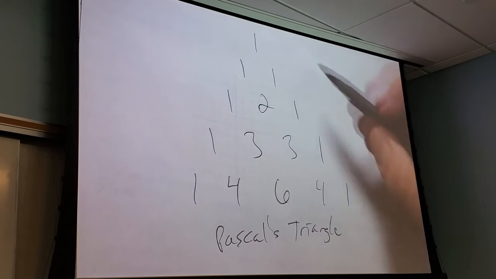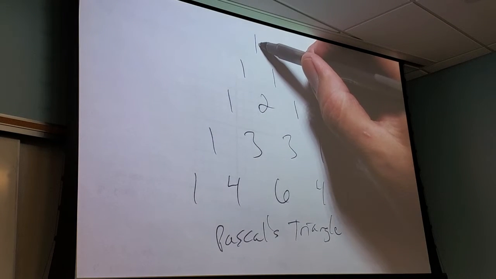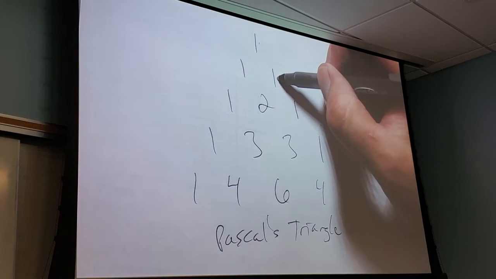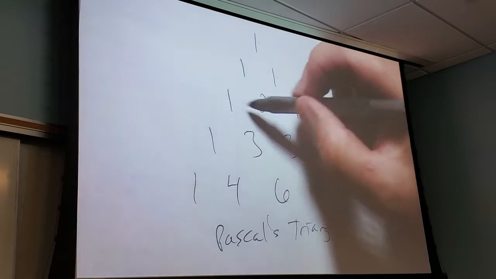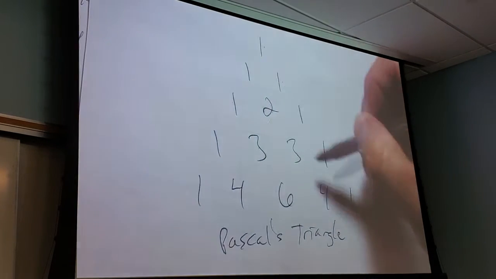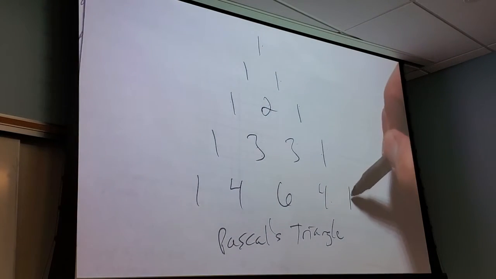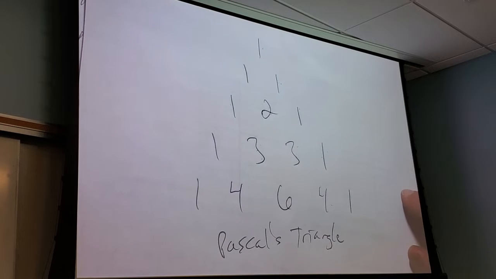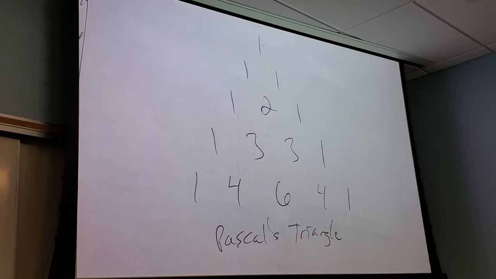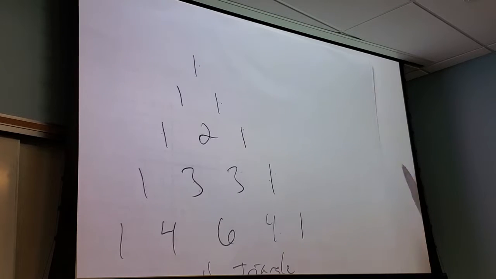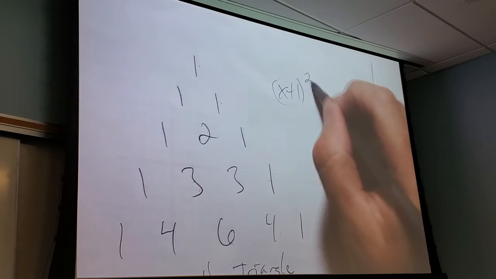Okay, so the way this is created, you start with a 1. You keep putting 1s on the outside. 1 plus 1 is 2. 1 plus 2 is 3. 2 plus 1 is 3. Keep putting 1s on the outside. 1 plus 3 is 4. 3 plus 3 is 6. 3 plus 1 is 4. Put a 1 on the outside. So on one level, you're like, go math people. Way to play with numbers. But watch this. What is x plus 1 squared?